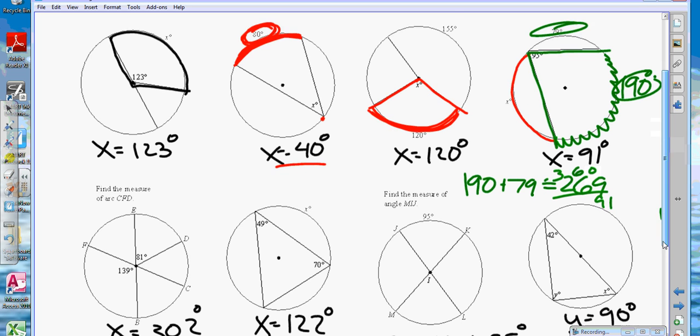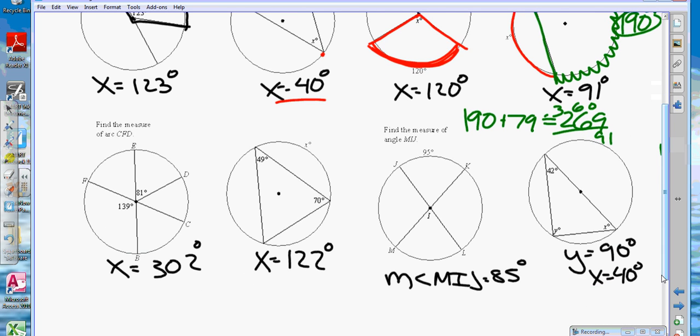All right, the next one. Find the measure of arc CFD. Definitely go ahead and trace it. Be careful. This is a major arc because it's more than 180 degrees, and I'm using three different letters. So I know that's going to be a pretty big number. So I knew that my answer of 302 degrees made sense.